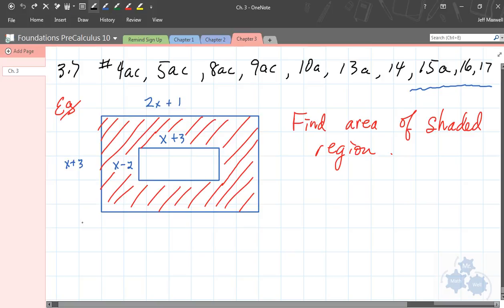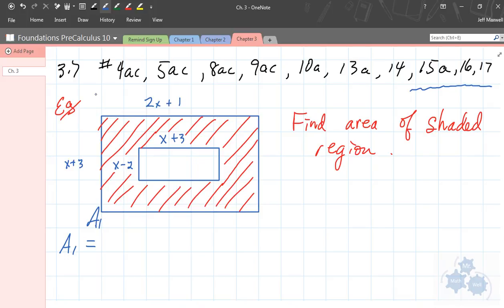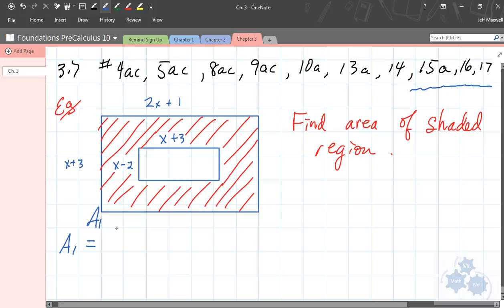So we need to find the larger area. So let's say the blue square is area 1. So how do we find area 1? How do we find the backyard total area there? What do we do? Yeah, it's a rectangle, so we're going to multiply length times width. So the length is 2x plus 1, and the width is x plus 3. So that's going to be the total area of the backyard.